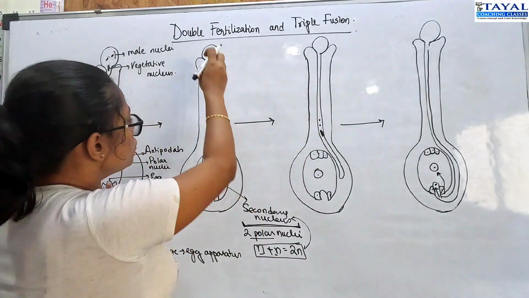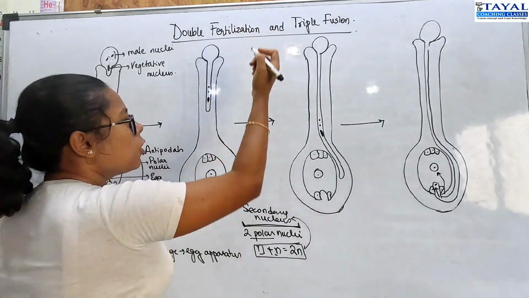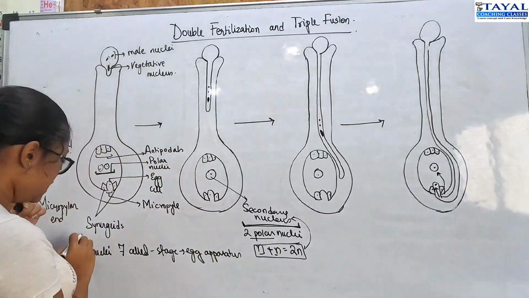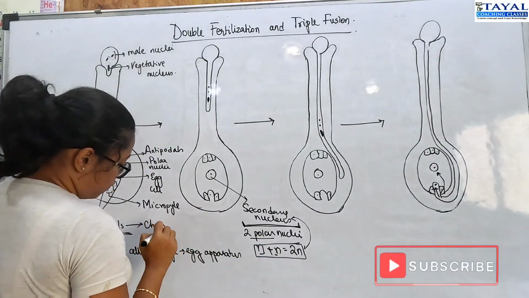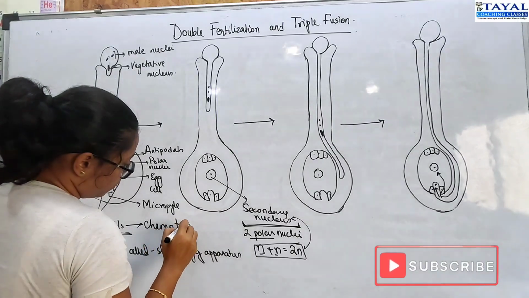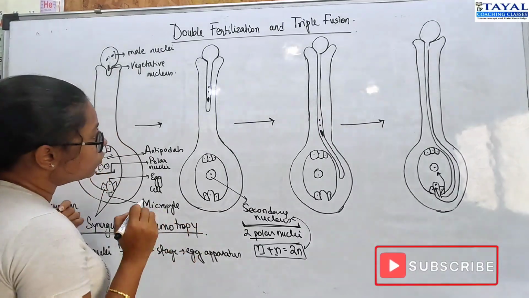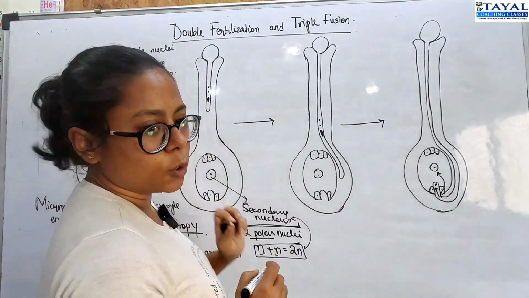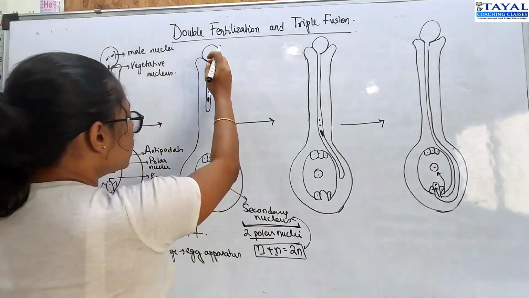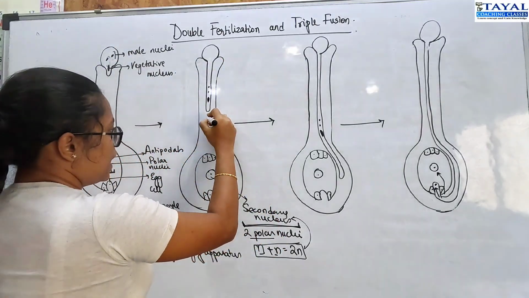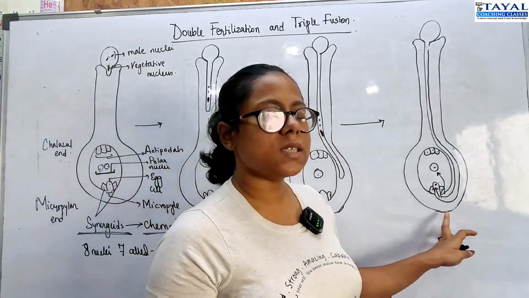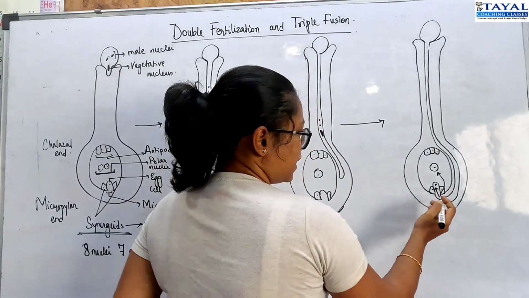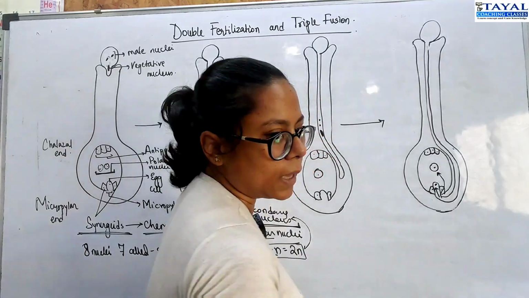Now, why does the pollen tube grow towards the micropyle and not in any other direction? That's because these synergids give out chemicals, and therefore, by virtue of chemotropic movement, the pollen tube will start to move towards the micropyle. As the pollen tube moves towards the micropyle, it reaches the micropyle and it launches the male nuclei.